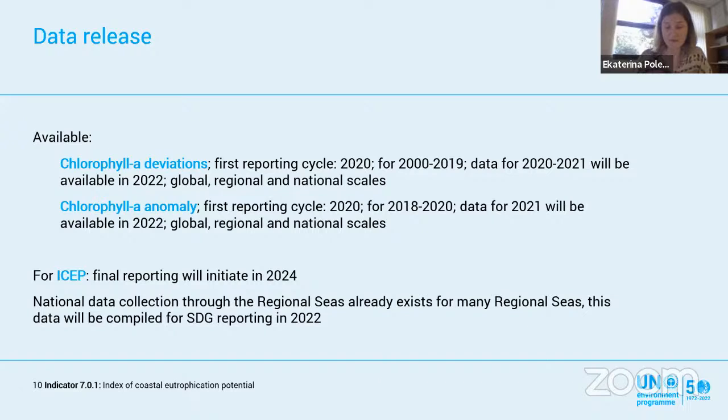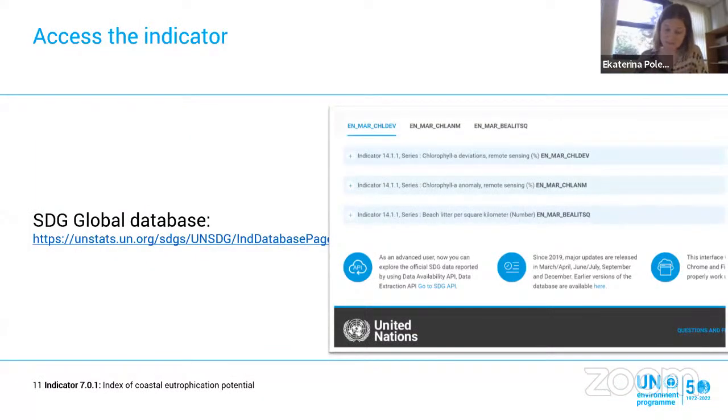For ICEP, final reporting will initiate in 2024. National data collection through the regional seas already exists for some regional seas. This data will be compiled for SDG reporting in 2022. Next slide, please. All available data can be found in the SDG Global database. Next slide, please.